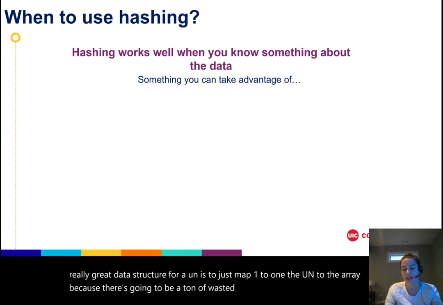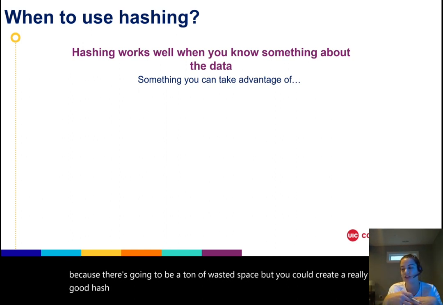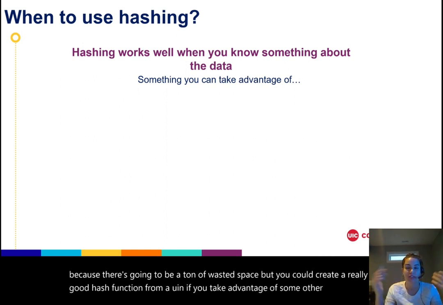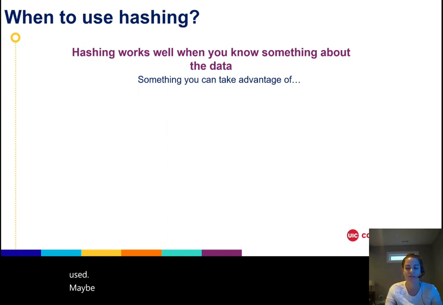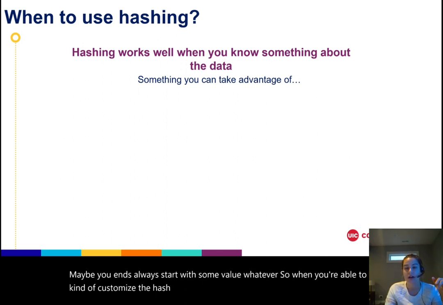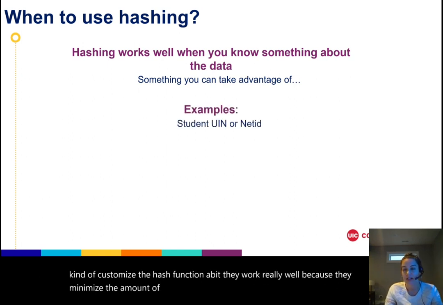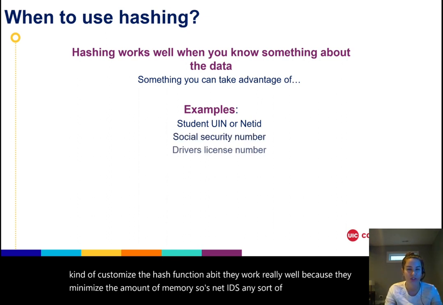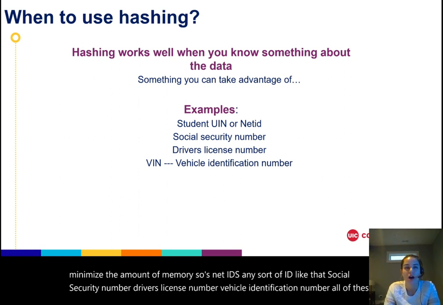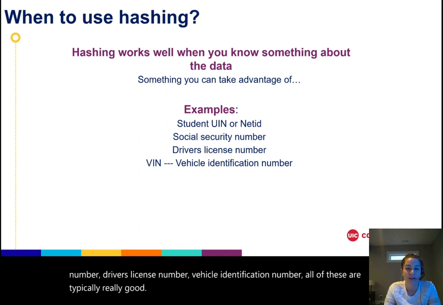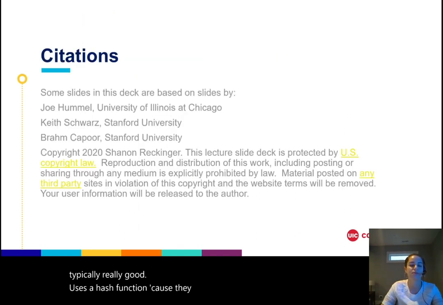But you could create a really good hash function from a UIN if you take advantage of some other things about the UIN. Like, for example, there's probably a bunch of numbers that aren't used. Maybe UINs always start with some value, whatever. So when you're able to customize the hash function a bit, they work really well, because they minimize the amount of memory. So UINs, net IDs, any sort of ID like that, social security number, driver's license number, vehicle identification number, all of these are typically really good uses of a hash function, because they usually have well-known patterns.